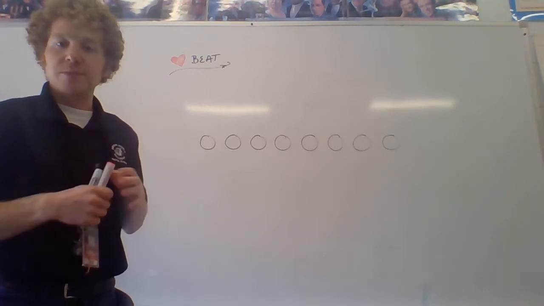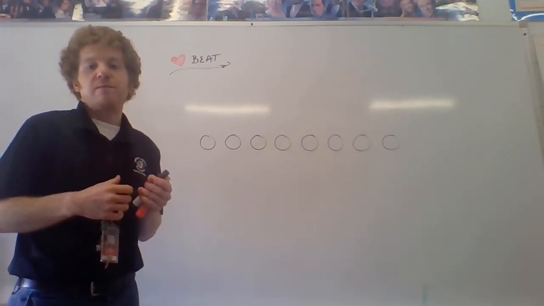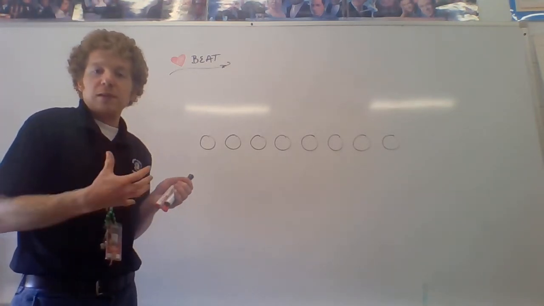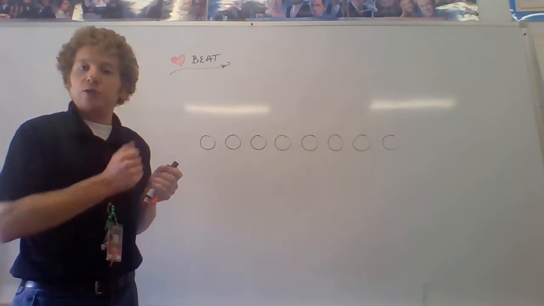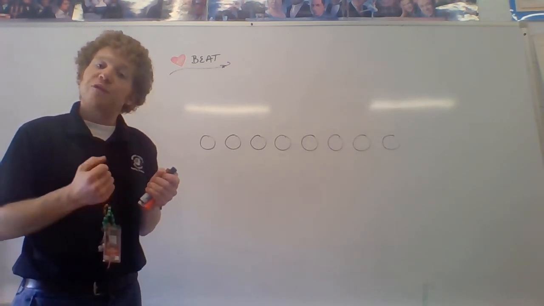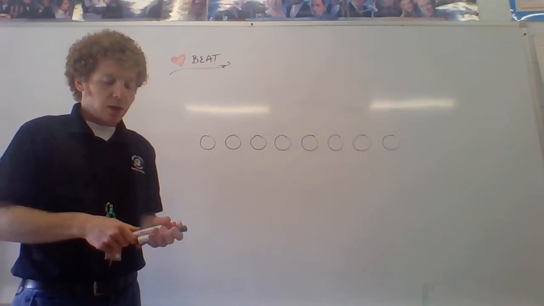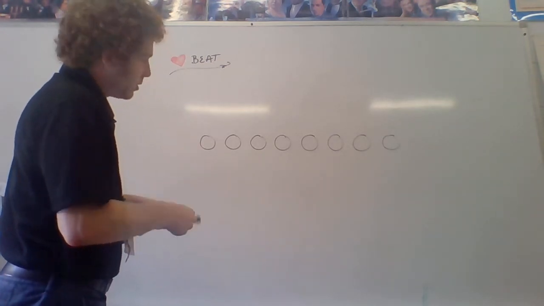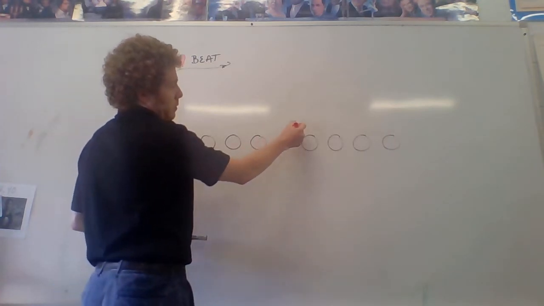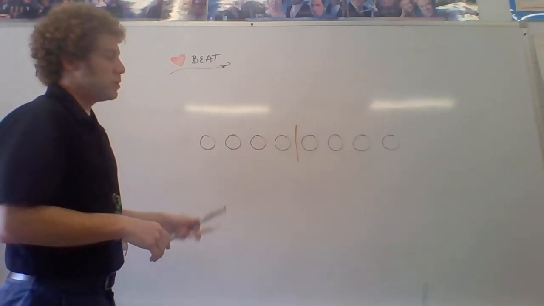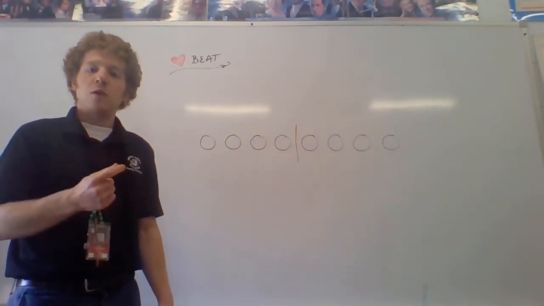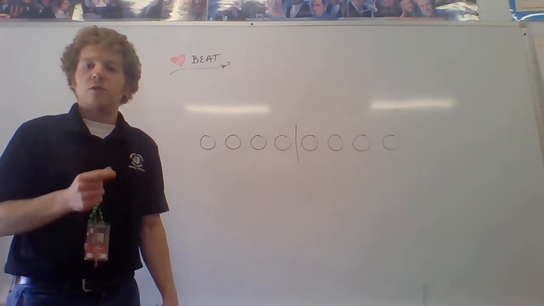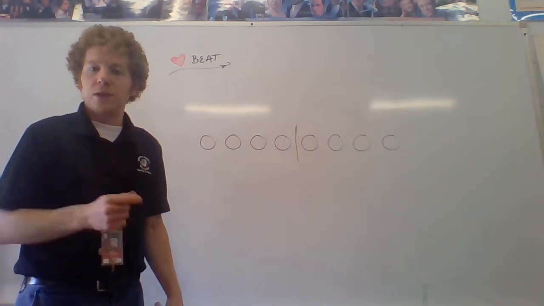So let's talk about some terminology. A measure of music organizes beats into certain groups. So for instance, in a 4-4 measure of music, those beats are going to be divided into groups of four. 1, 2, 3, 4. 1, 2, 3, 4. 1, 2, 3, 4.